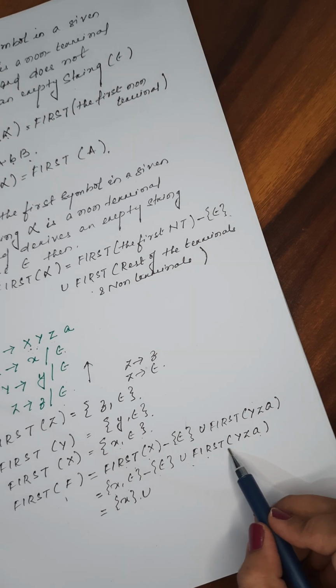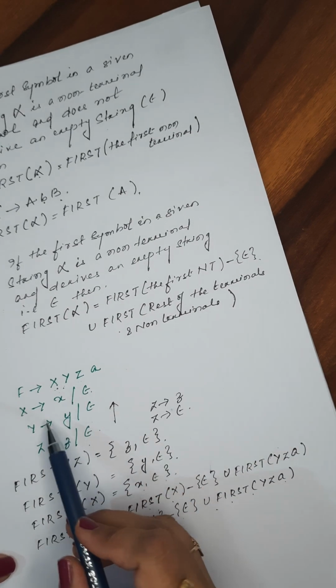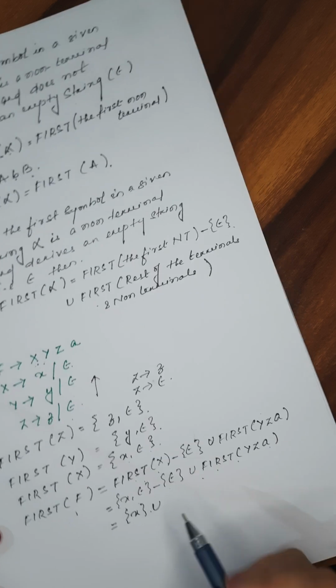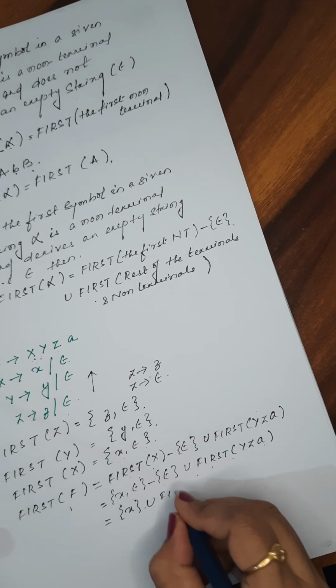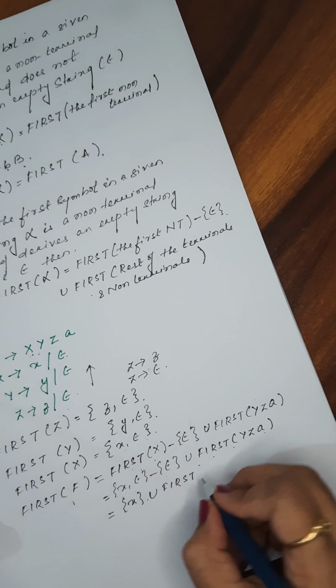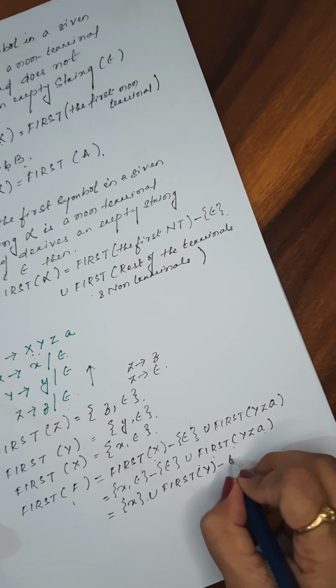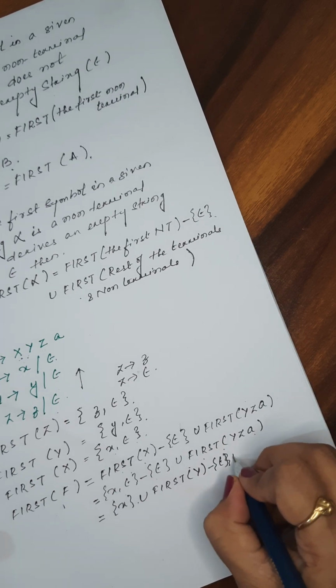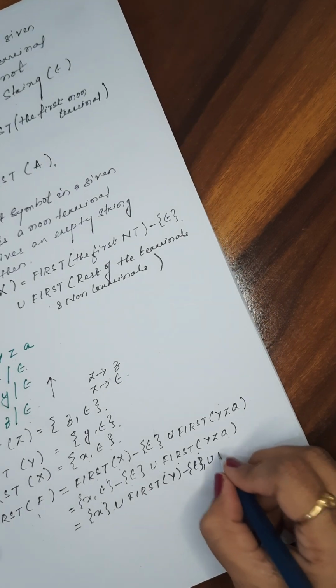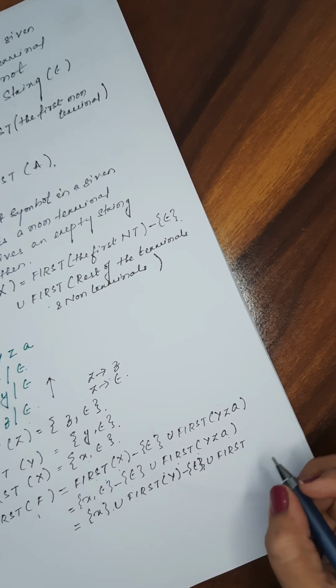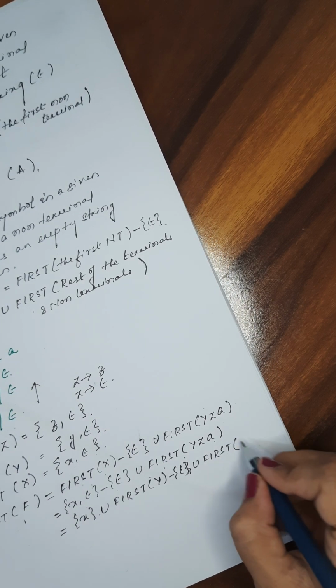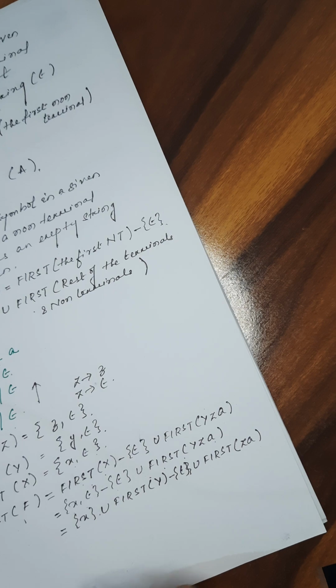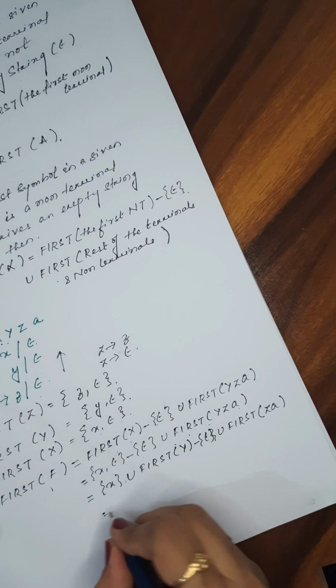What is the first symbol? Y. Now, check the question. Y derives empty string? Yes. Then again rule number 3: union first of y minus epsilon union first of the rest of the terminals and non-terminals, that is z and a. Okay, now what will be the answer?